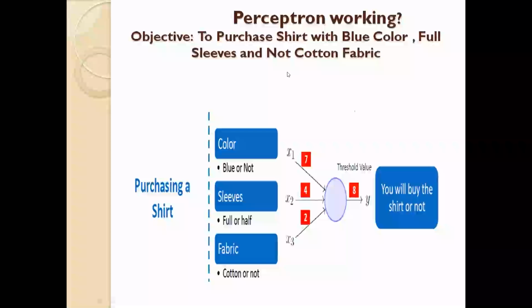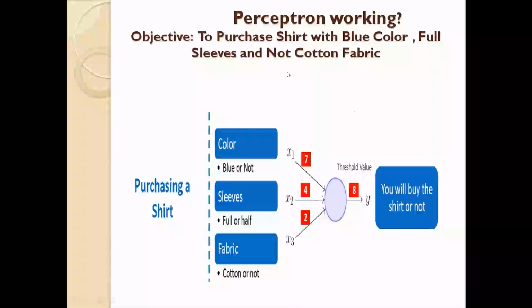So I am having three inputs: x1 for color, x2 for full sleeves, and x3 for cotton fabric. My x1 will be 1 if my shirt is blue color, otherwise x1 will be 0. x2 will be 1 if full sleeves, otherwise x2 will be 0. x3 will be 1 if it is a cotton fabric, otherwise x3 will be 0. So this is the condition.